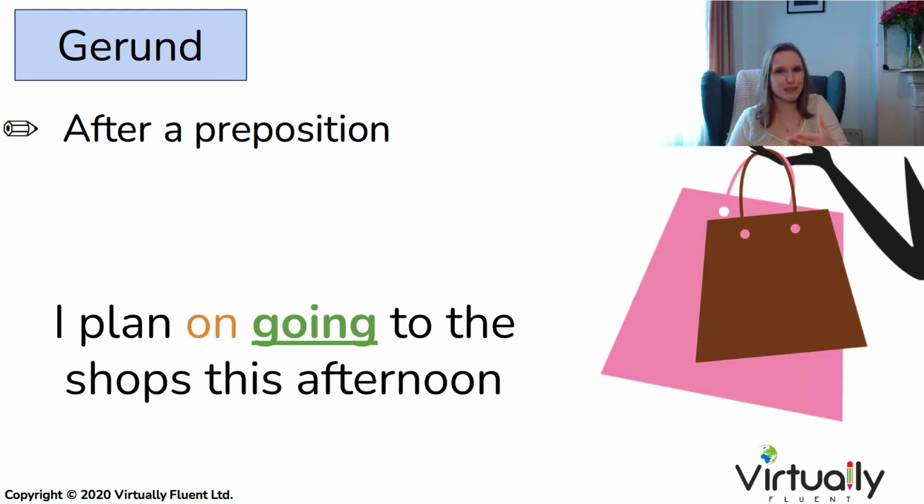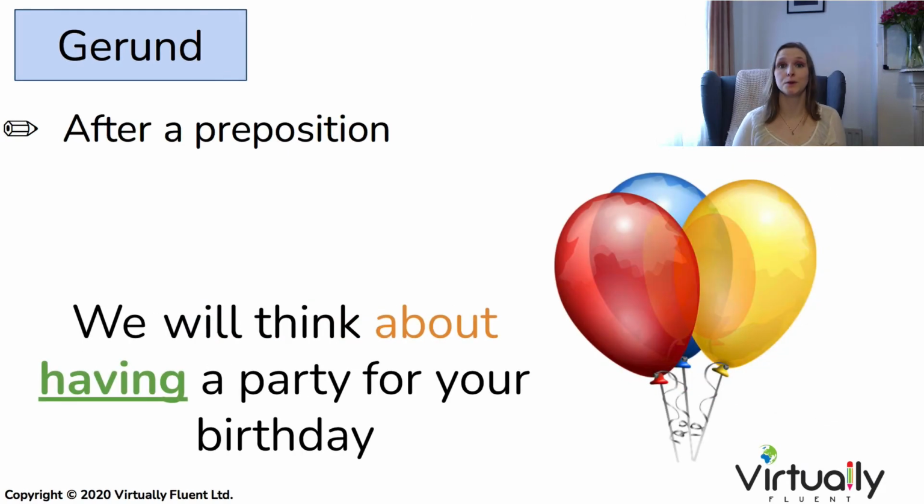Now, the final verb formation rule is the gerund, which is that ing ending. Technically, this is the same spelling and the same rules as the present participle, but it just has a slightly different name because it's used in a different way. Now, if we have a preposition after our first verb, then we must use the gerund form. For example, I plan on going to the shops this afternoon. Plan on. On is our preposition, so that next verb must be a gerund. Another example might be, we will think about having a party for your birthday.